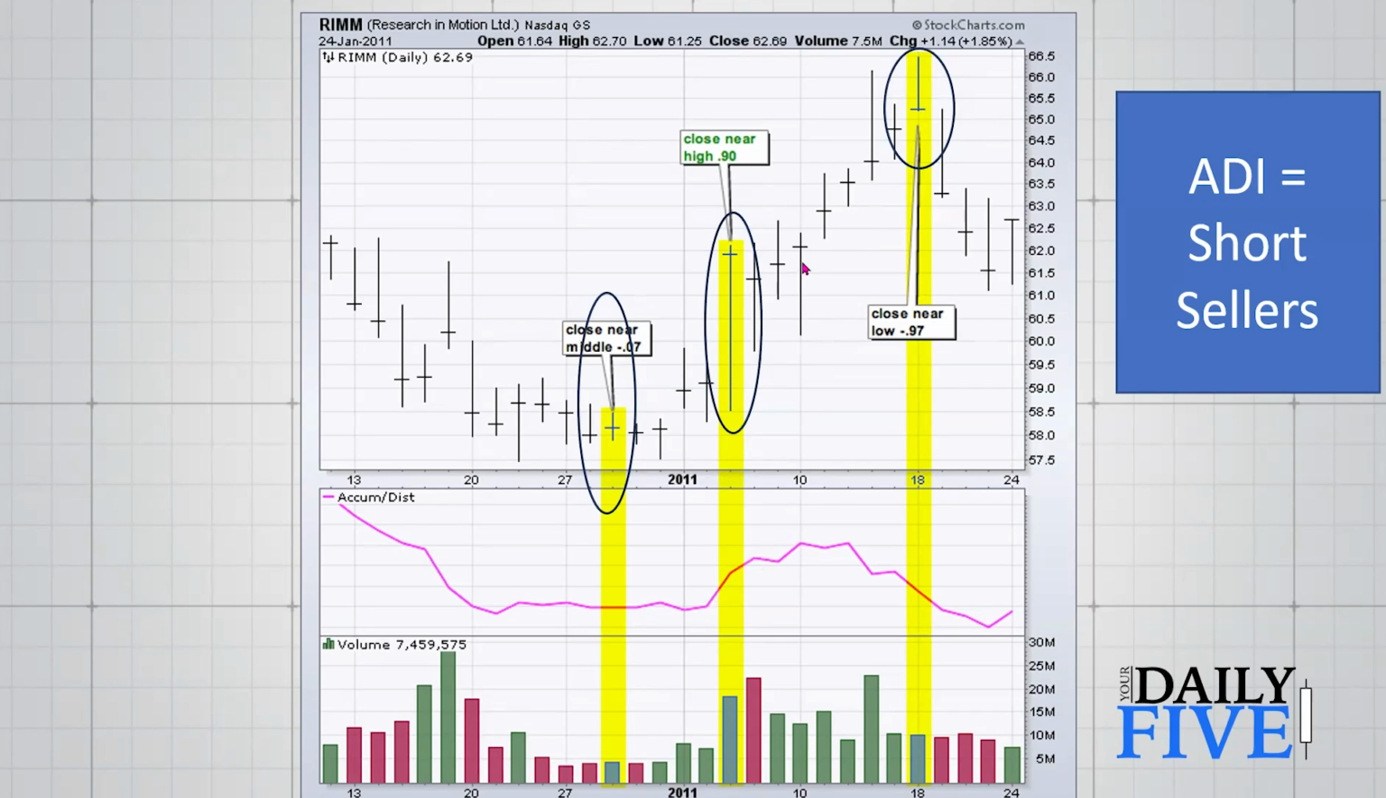By the same token, you can see that here the AD line started moving lower, and we want to check and see where the stock is closing, and sure enough, it's closing down toward the end of the trading day, and that tells us that short sellers are active. And here's the confirmation. And so we see that the AD line is heading down, and the short sellers are very active.